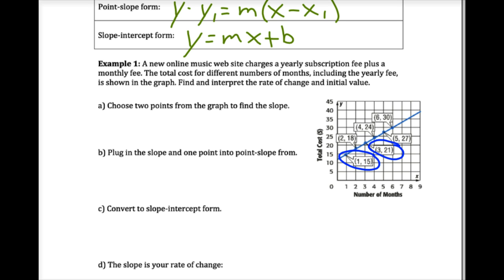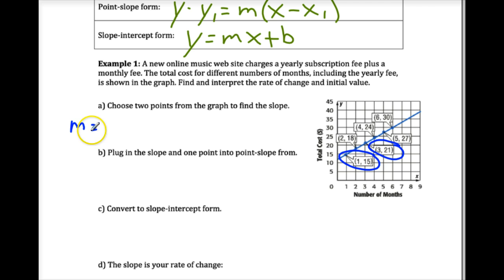Tara chose those 2 points. Do you guys have to choose those exact 2 points? No. Did you choose different ones? Yes. Good. Okay, when we get the slope, you better have the same slope that Tara got. Now, Burke, remember, we're going to subtract the y's over the x's. Don't do the x's over the y's.